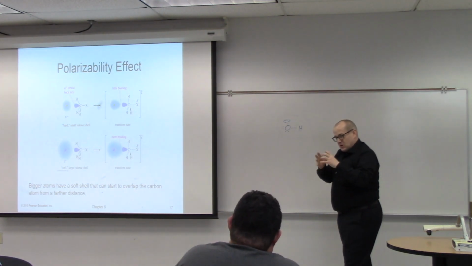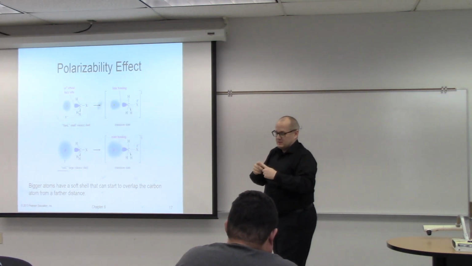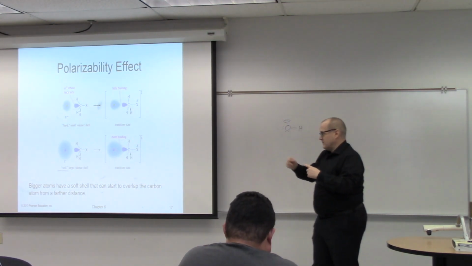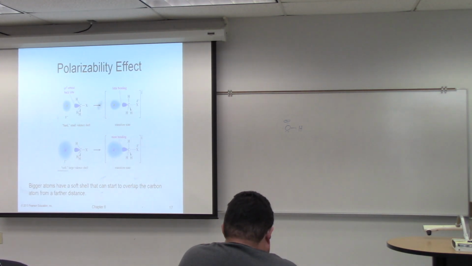All right? So soft things, big things are more likely to be nucleophiles. Hard things are more likely to be bases. Okay? Because of polarizability. Read that on your own. Commit it to memory so you understand it. Okay? And if you don't remember the alligator arms.